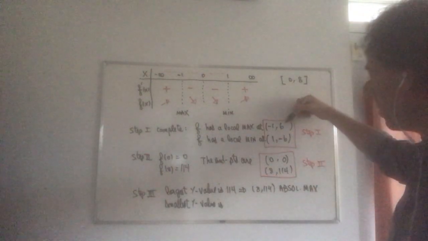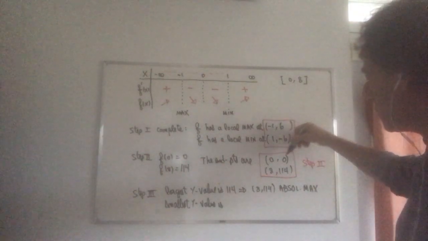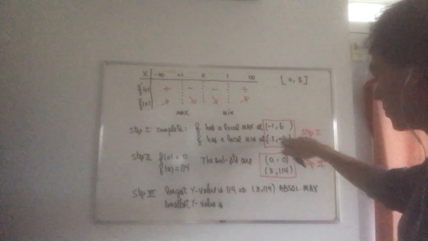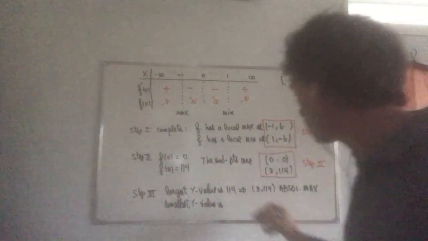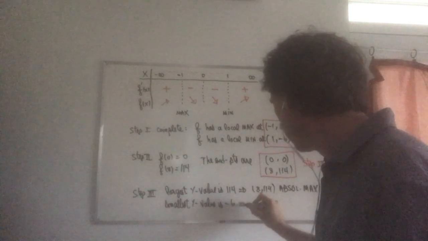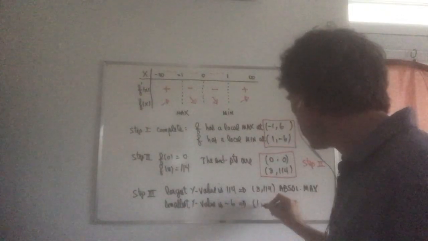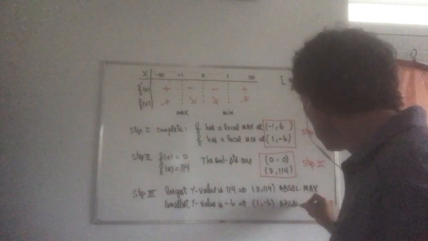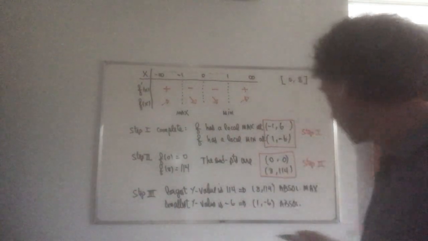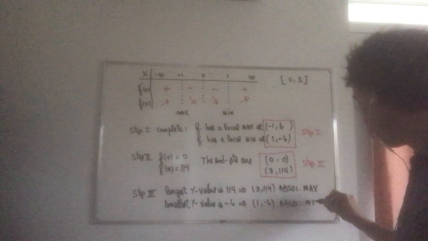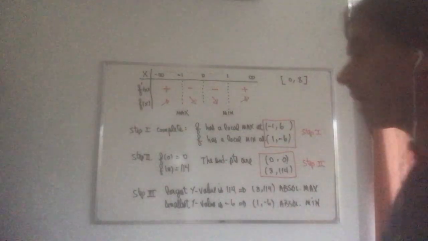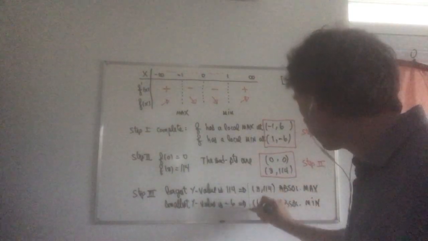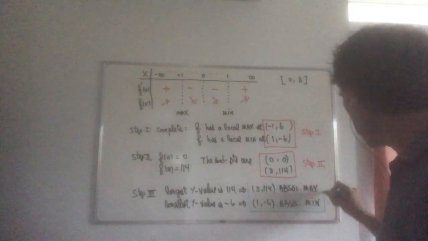What is the smallest y value? Your choice has to be between 6, minus 6, 0, and 114. The smallest y value is minus 6, which means that 1, minus 6 is my absolute, also known as global, minimum. And voila. These are the answers that we were looking for in this long problem.